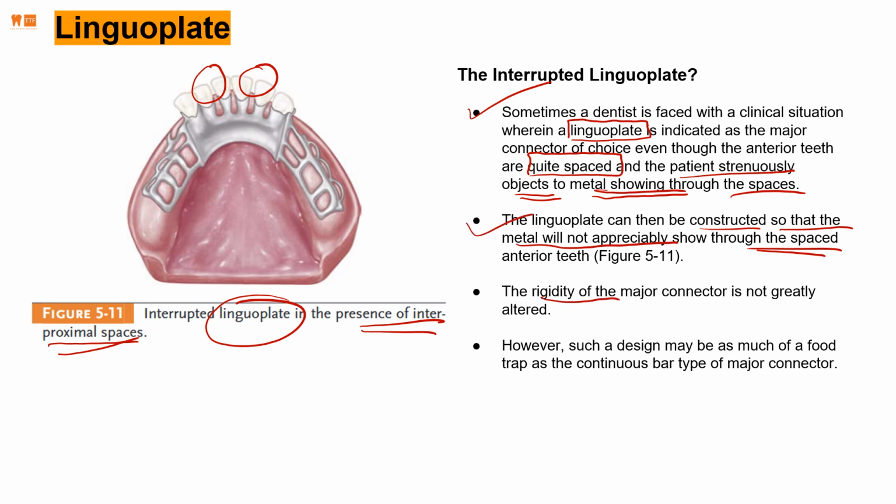The rigidity of the major connector is not greatly altered. It's still there. It's pretty rigid. The bar starts down here and it goes up as a plate onto the cingulum. However, such a design may be as much of a food trap. Imagine how much food trap can occur here, here, here, here, right?